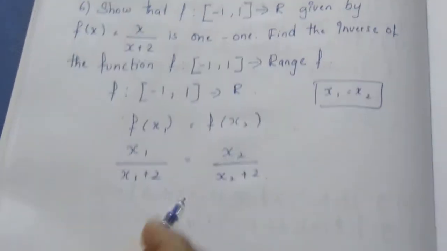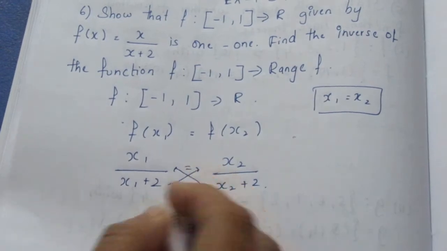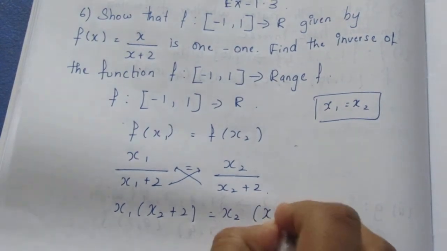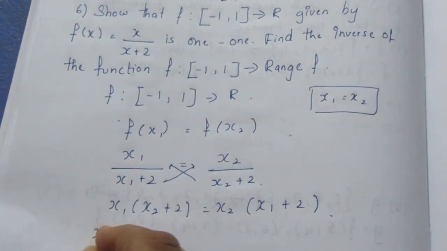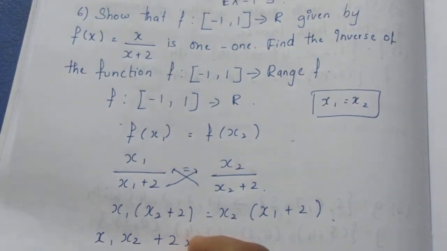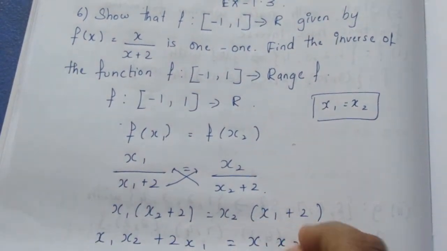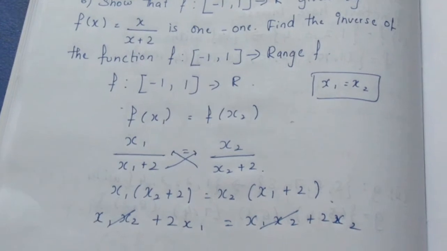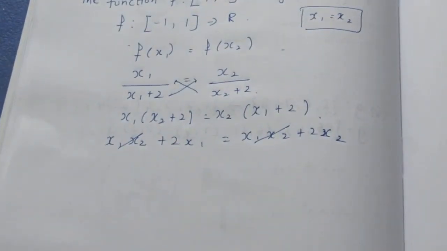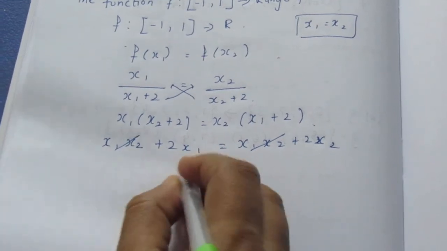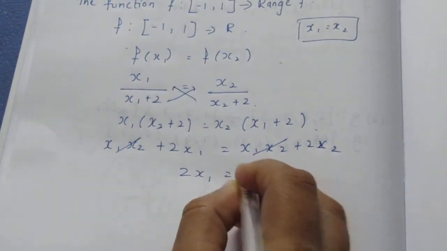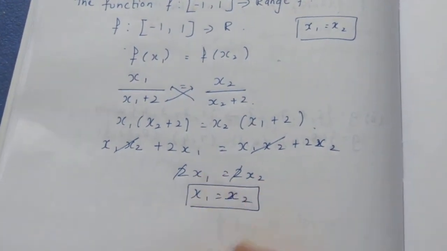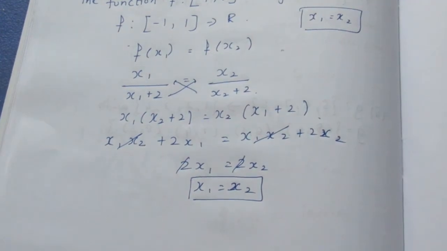So cross multiply it. If we cross multiply, this comes to here and this comes to here. So x1 into x2 plus 2 is equal to x2 into x1 plus 2. Multiply it inside, it becomes x1 x2 plus 2x1 is equal to x1 x2 plus 2x2. This gets cancelled. If this comes to that side, it comes with the minus sign, so we can cancel it when it is the same sign. Now this becomes 2x1 is equal to 2x2. The 2 gets cancelled, it is in multiplication, so x1 is equal to x2. As we got x1 is equal to x2, we can write this to be a 1 to 1 function.